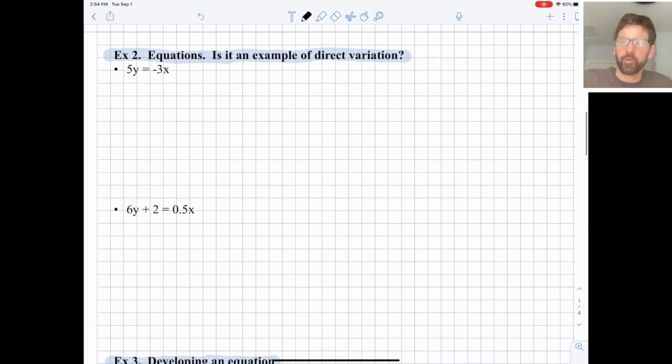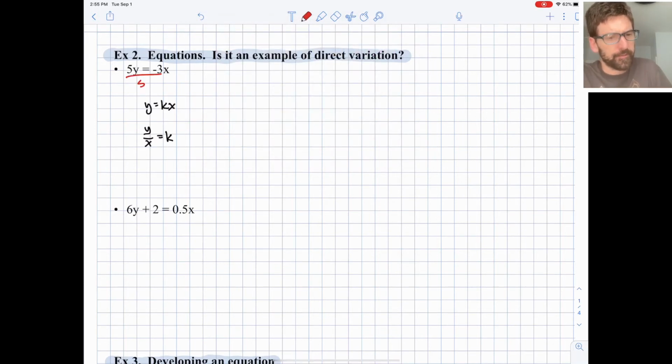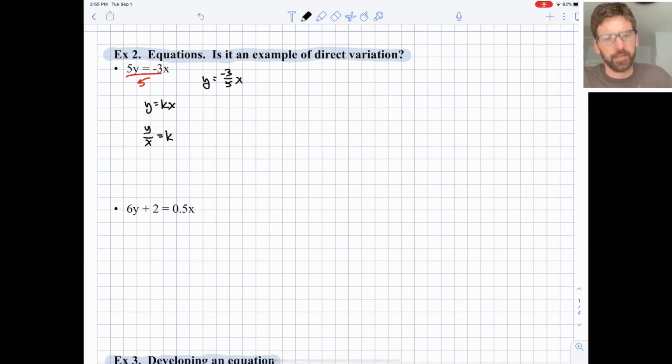You can also do a similar problem from equations. Is it an example of direct variation? Just looking at some equations, if we can create the form y equals kx or y over x equals k, if we can get either one of those forms, then we do have an example of direct variation, where k is a number. So for this top one, it looks like we can divide both sides by 5, and y equals negative 3/5 x. So k is negative 3/5, and this is an example of direct variation.